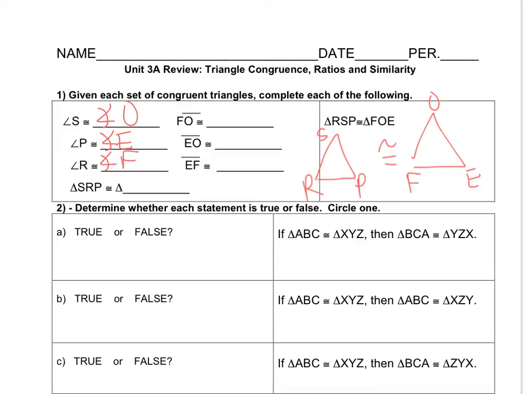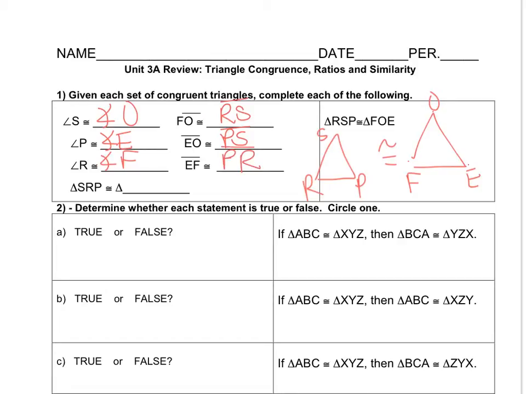For your segments, the first one is FO, so start bottom left, go up. Same thing with your other triangle. Start bottom left and go up. So FO is congruent to RS. EO is congruent to PS. And EF is congruent to PR.